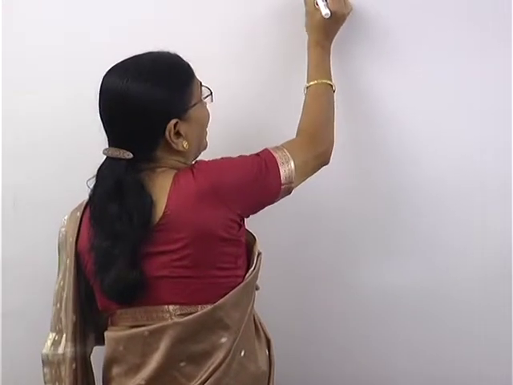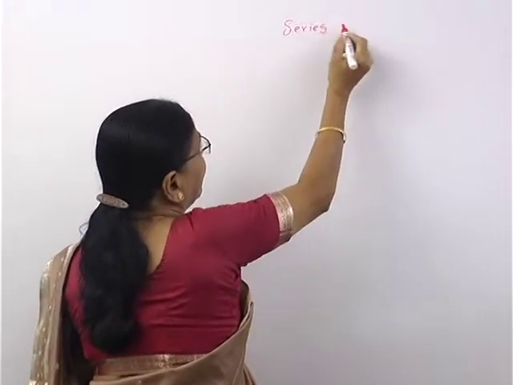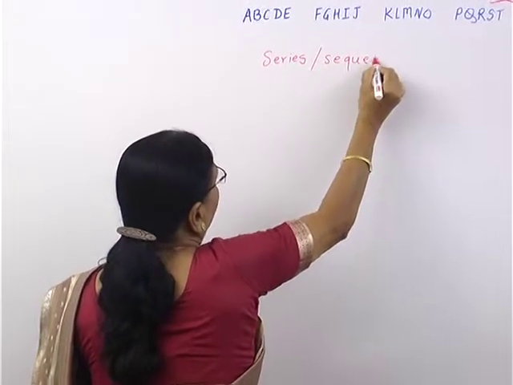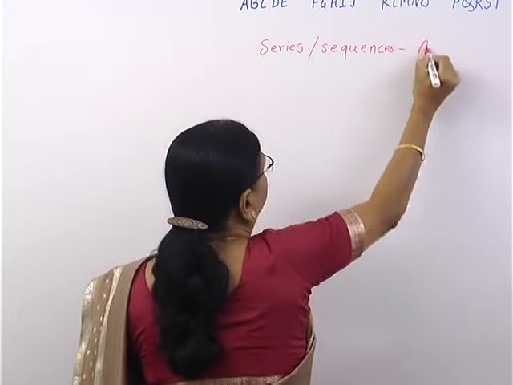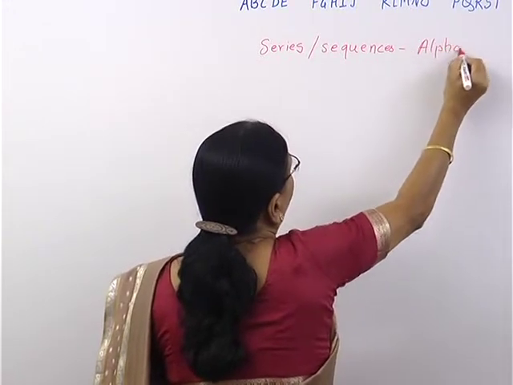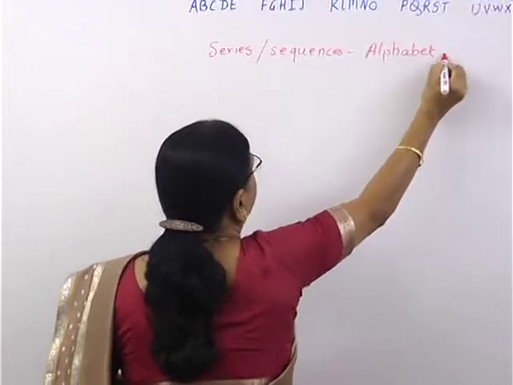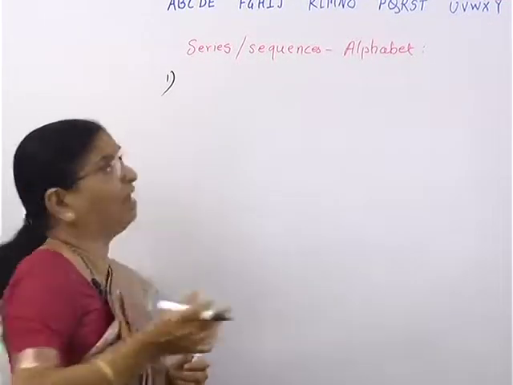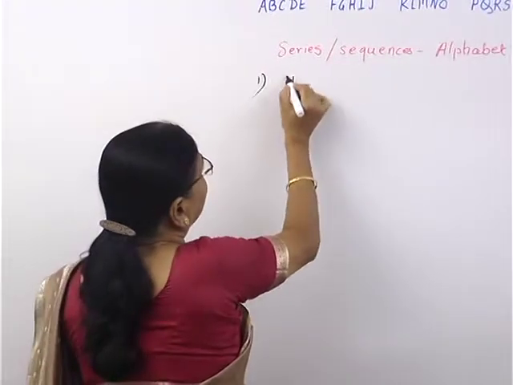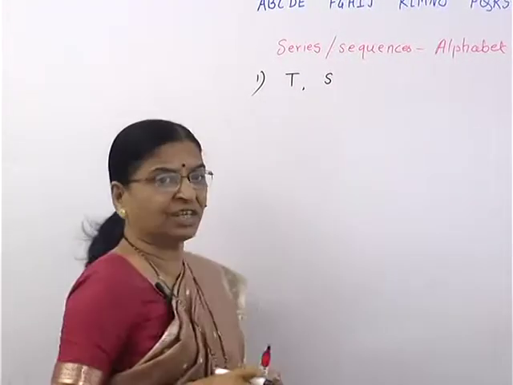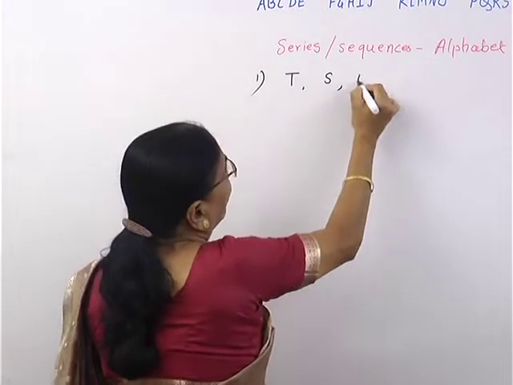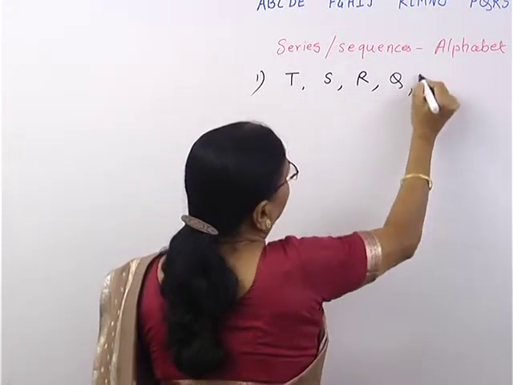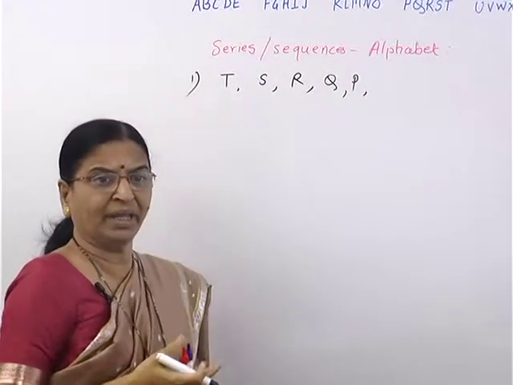So first let us see series or sequences of the alphabets. So how can the sum be? See, the first sum they can write as only single alphabets. That is, suppose T is given and then S, then R, then Q, then P, then what will be next?